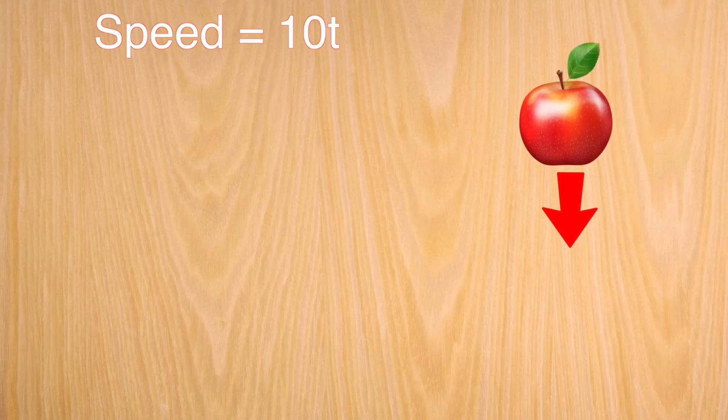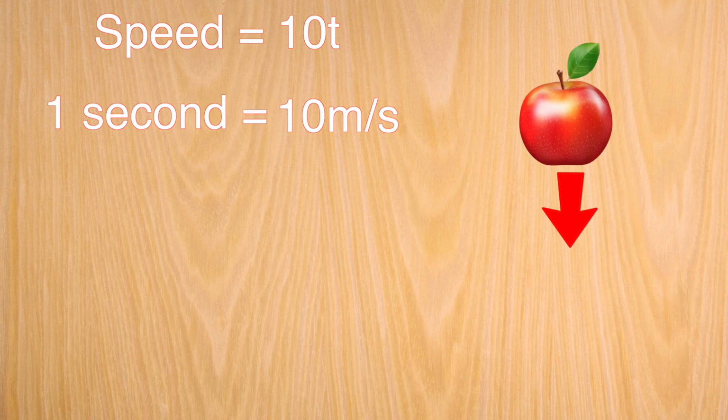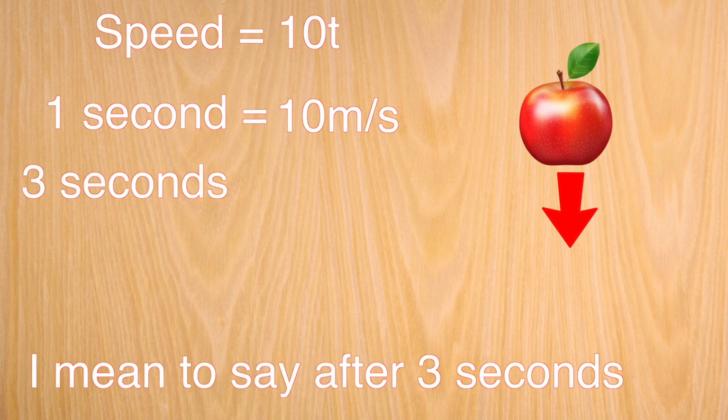The speed something falls will increase by 10 meters per second every single second. That's like a very simplified version of it. It's actually like 9.8, but this book rounds to 10 just for simplicity's sake. So after 1 second, it's traveling at a speed of 10 meters per second. After 3 seconds, it's 30 meters per second, and so on and so forth.